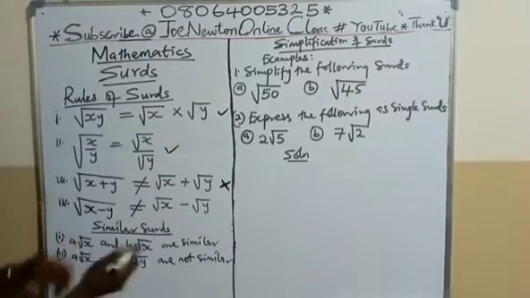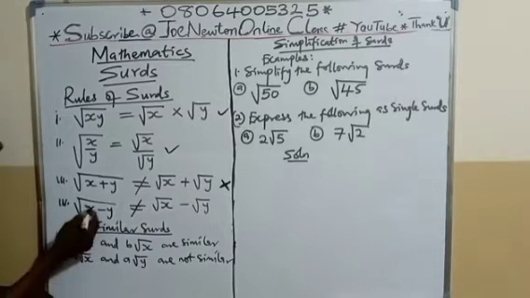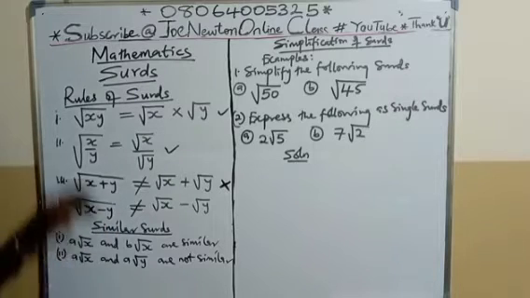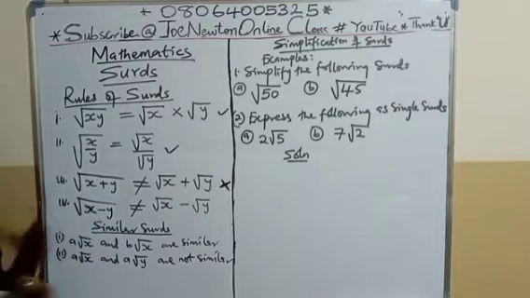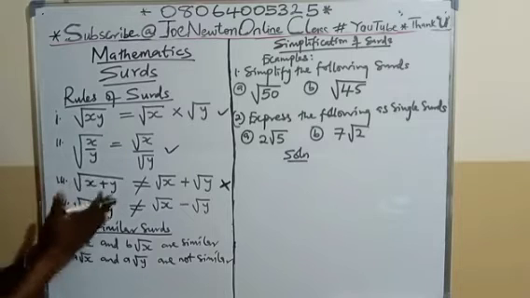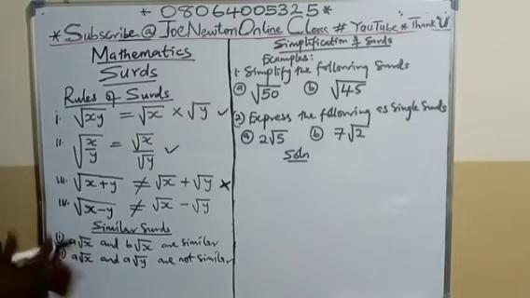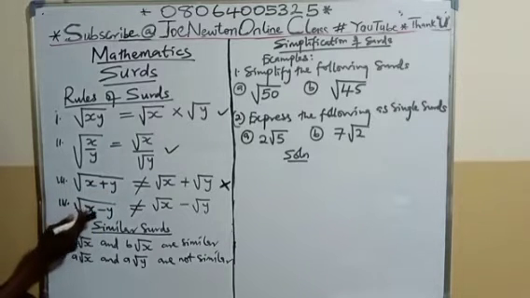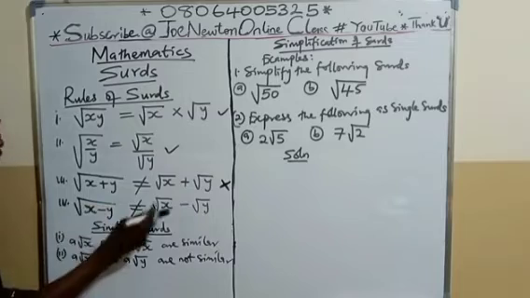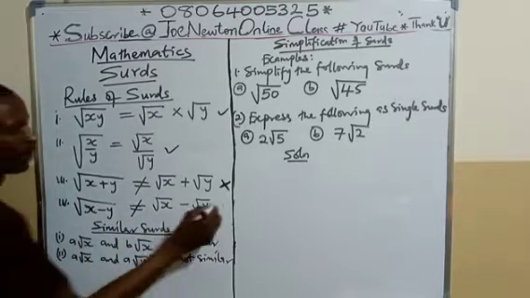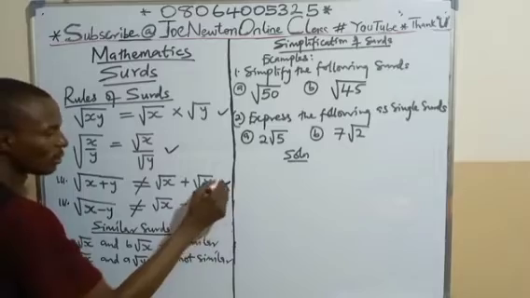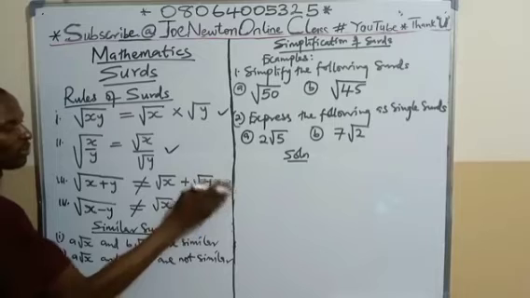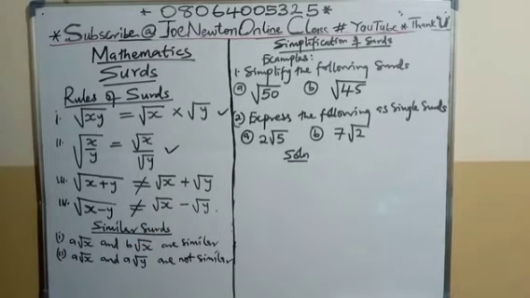Then, similarly, if we have the surd root of x minus y, remember the x and y I'm using here symbolize numbers or integers we could meet inside a surd. So root of x minus y is not equal to root x minus root y separated. This one is not equal to this. Now, let's proceed.